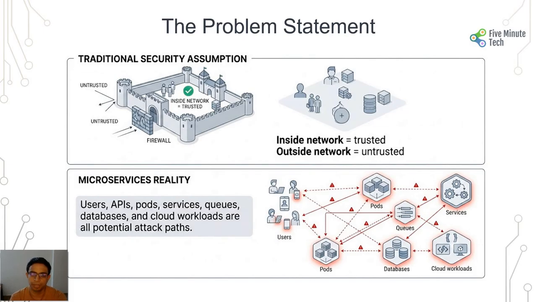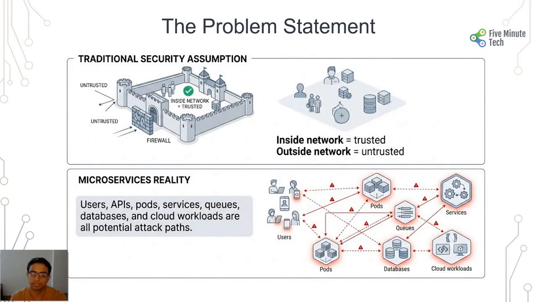Now, in modern platforms, an order API calls inventory, inventory calls another service, background workers consume Kafka events, APIs access databases, and workloads are continuously deployed in containers. If one internal workload is compromised, the flat trusted network can let that compromise move laterally.